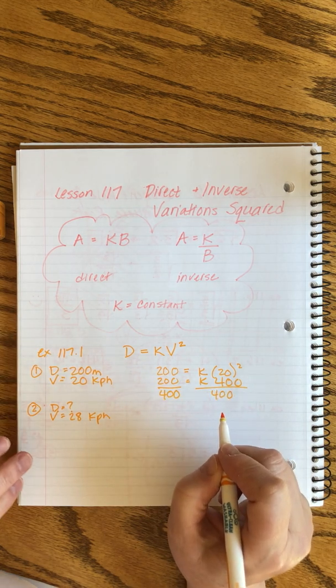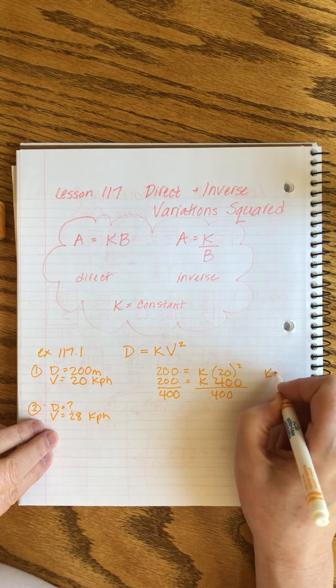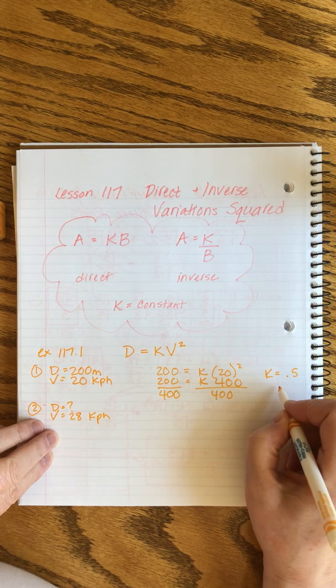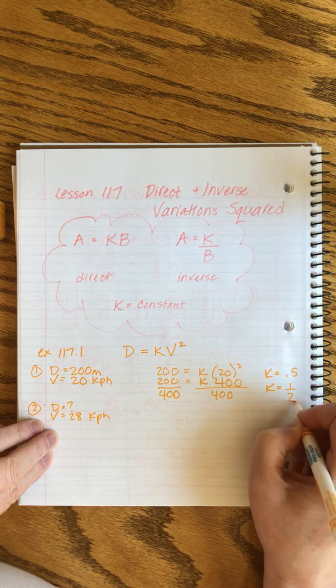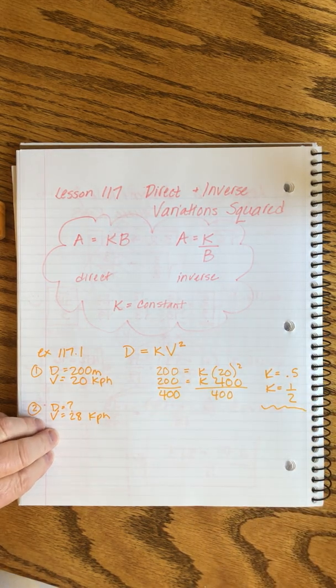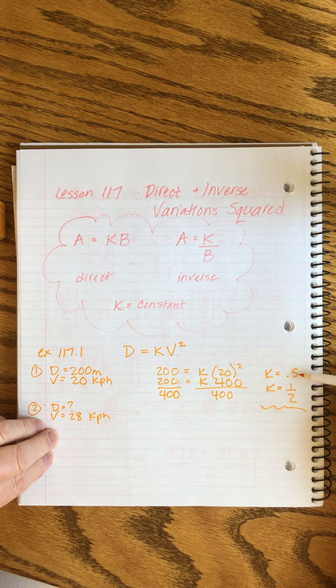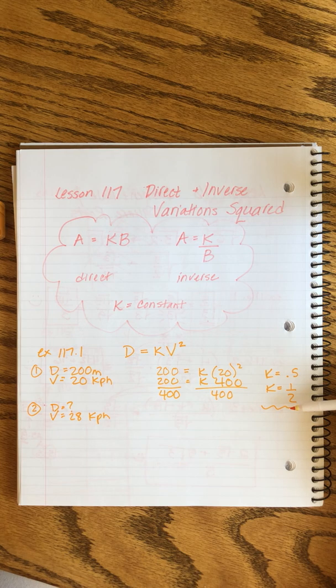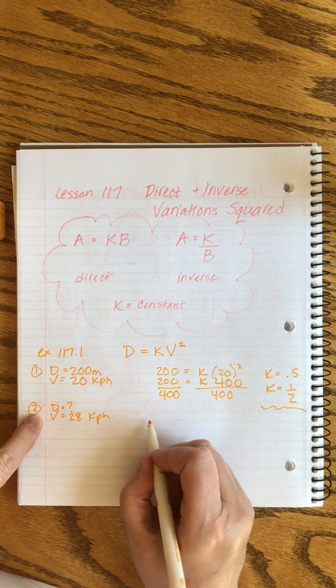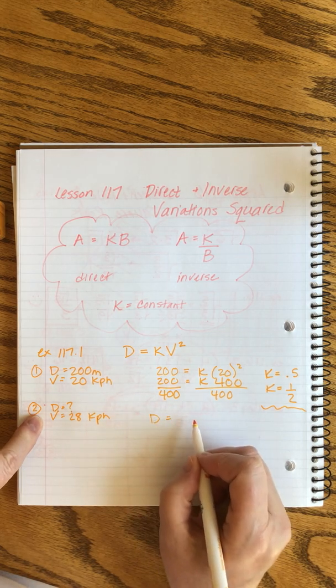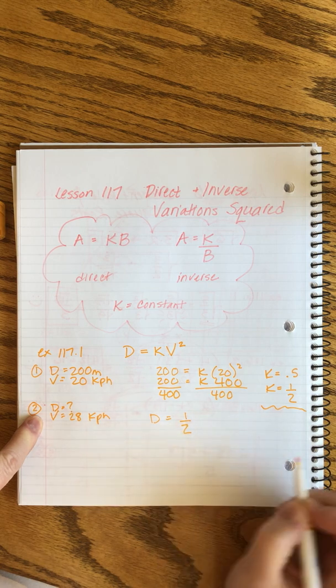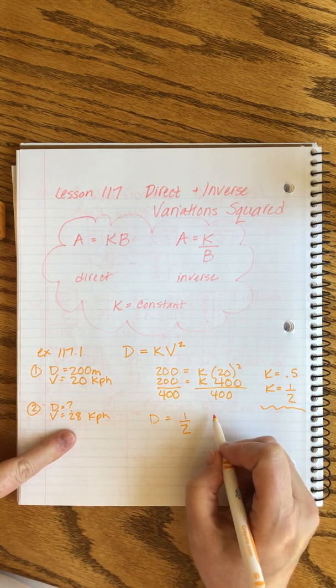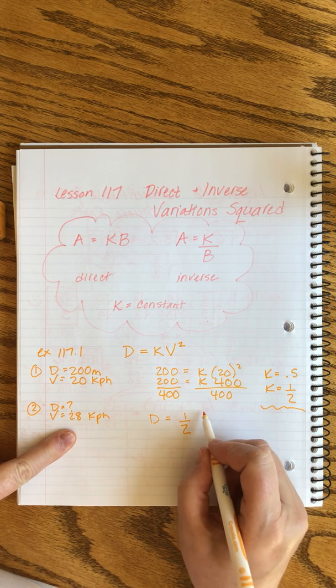So our k equals, you can do 0.5 or you can say 1/2, whichever makes you feel happier. You know that as scientists, we often go with decimals. As mathematicians, we like to stay with fractions. Either way will work. Okay, so now we're gonna do the next one. What is the distance if, and I'm gonna use the fraction this time, 1/2 times 28 squared.